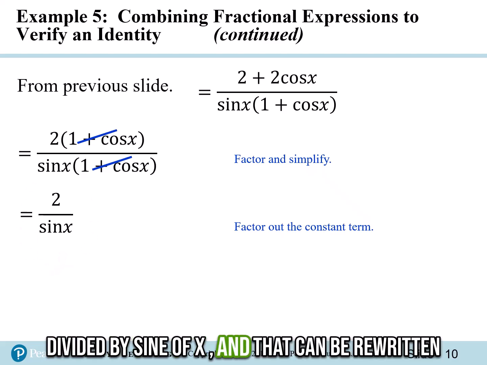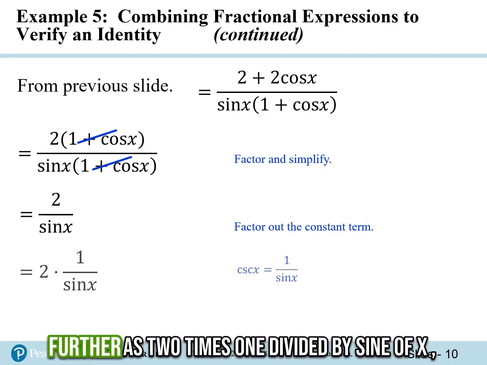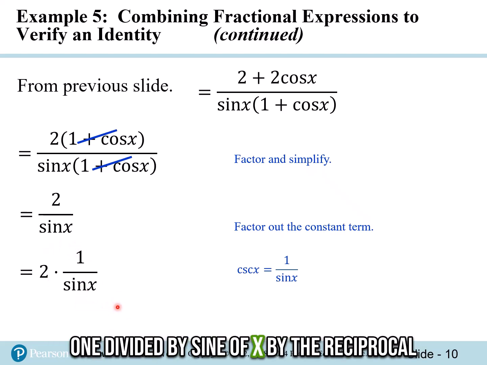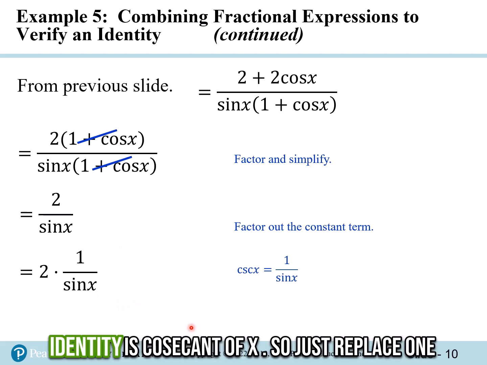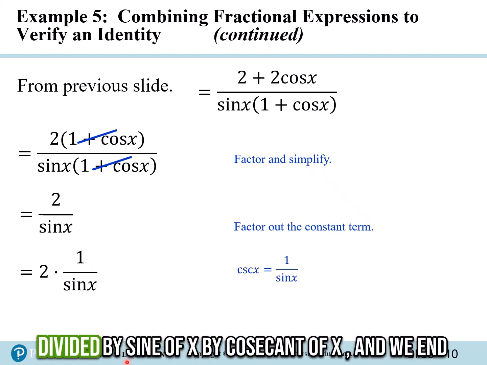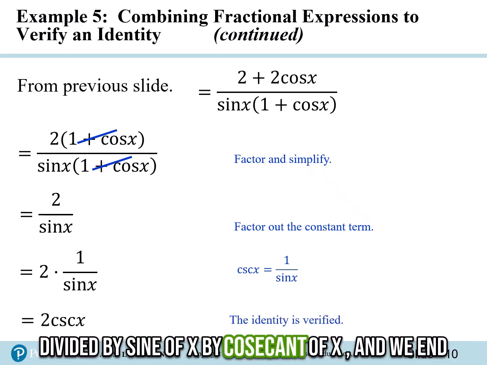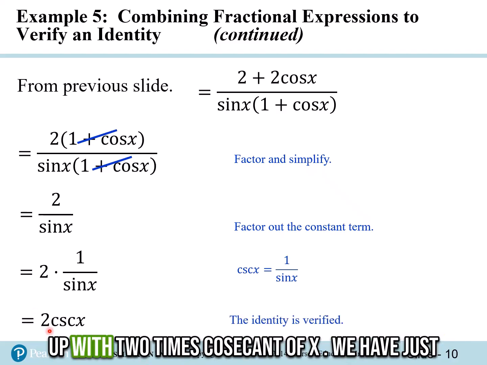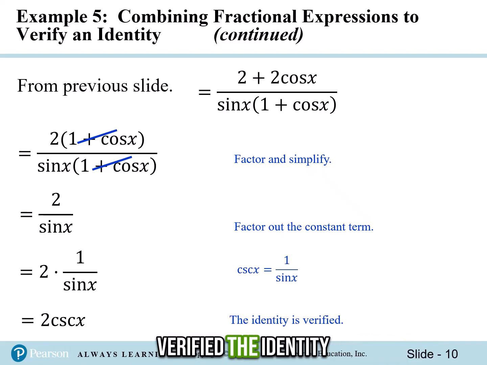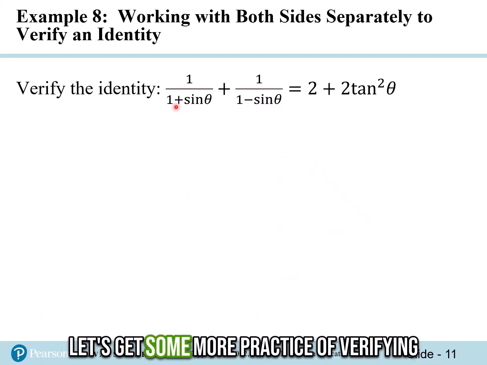and that can be rewritten further as 2 times 1 divided by sine of x. 1 divided by sine of x by the reciprocal identity is cosecant of x. So just replace 1 divided by sine of x by cosecant of x and we end up with 2 times cosecant of x. We have just verified the identity. Let's get some more practice of verifying identities.